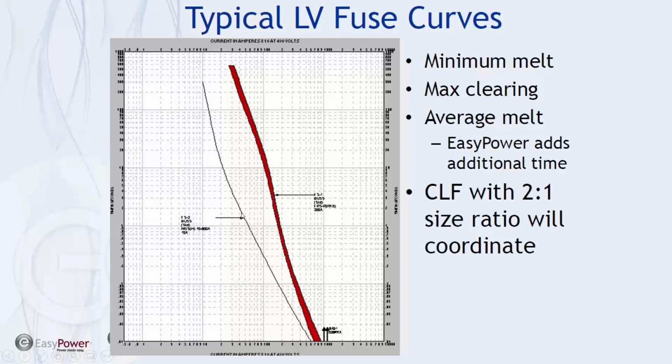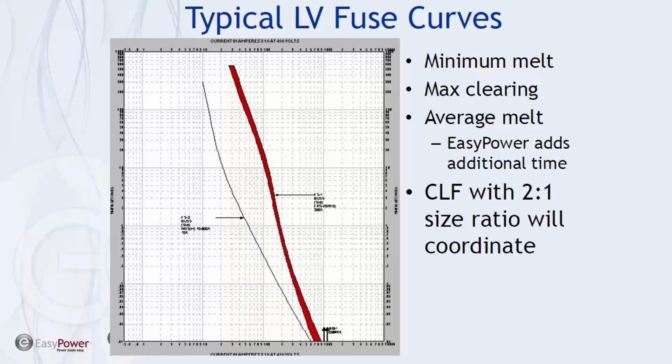Now, when a manufacturer provides one or the other, for instance, this may be the minimum clearing time, then there will be a percentage ratio that is predicted for the maximum clearing time. Likewise, the manufacturer may provide an average melt time, in which case EasyPower would buffer that with a plus and minus parameter to give us the minimum and maximum clearing time.